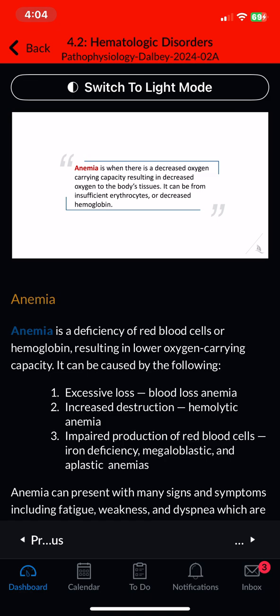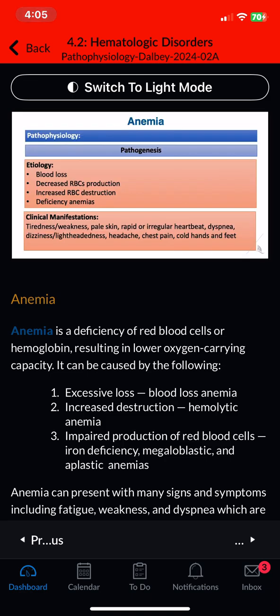Our first one is anemia. Anemia is when there is a decrease in oxygen-carrying capacity that results in decreased oxygen delivered to our body's tissues. That can be from insufficient erythrocytes or decreased hemoglobin. There are multiple forms of anemia, and each can have different underlying causes. As well, there can be a spectrum of severity, from very mild conditions to those that are very severe and even life-threatening. We also see patients that can have acute anemia or chronic anemia.